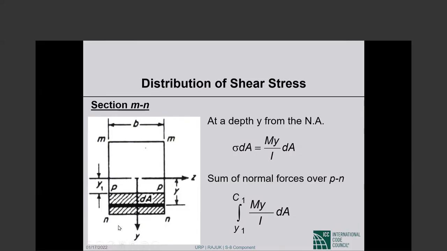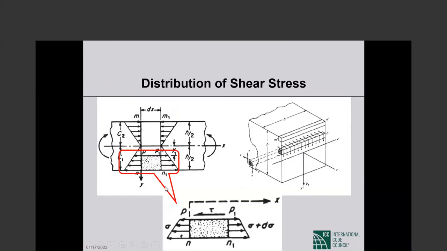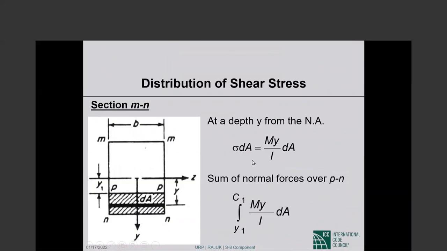So the sum of the normal forces over PN, this entire area, would be the integration from y1 to c1, where c1 is the distance to the end. C1 was shown in the previous picture. This is c1 from the neutral axis to the bottom, and that is c2 from the neutral axis to the top. So the sum of the normal forces over this hatched portion is the integration from y1 to c1 of My over I dA.